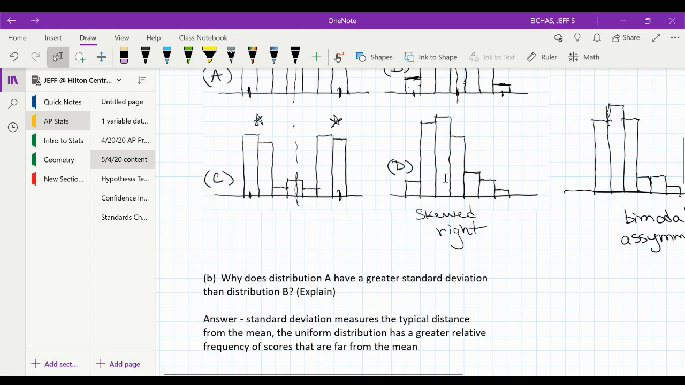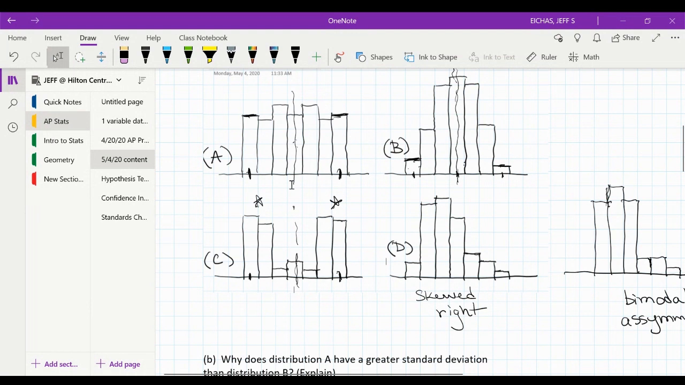D is going to have a higher standard deviation, I believe, than probably A. Definitely going to be higher than B. Okay, hard to tell if it's going to be higher than A. It might not be.